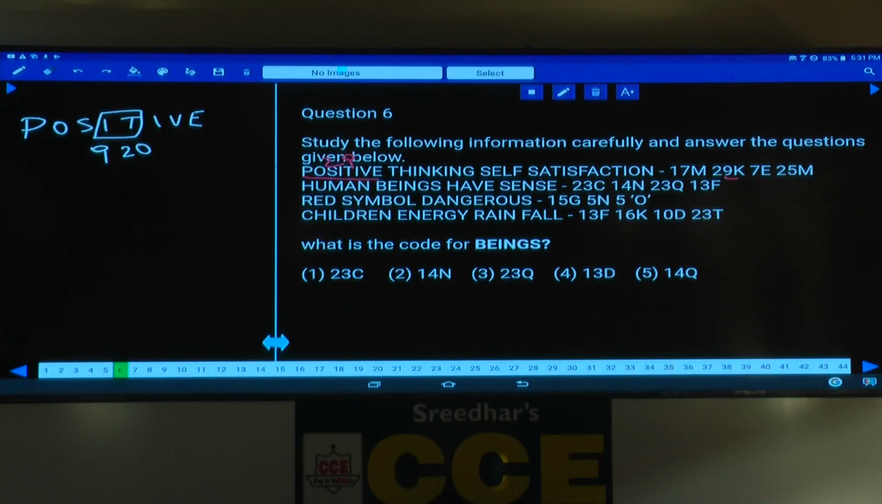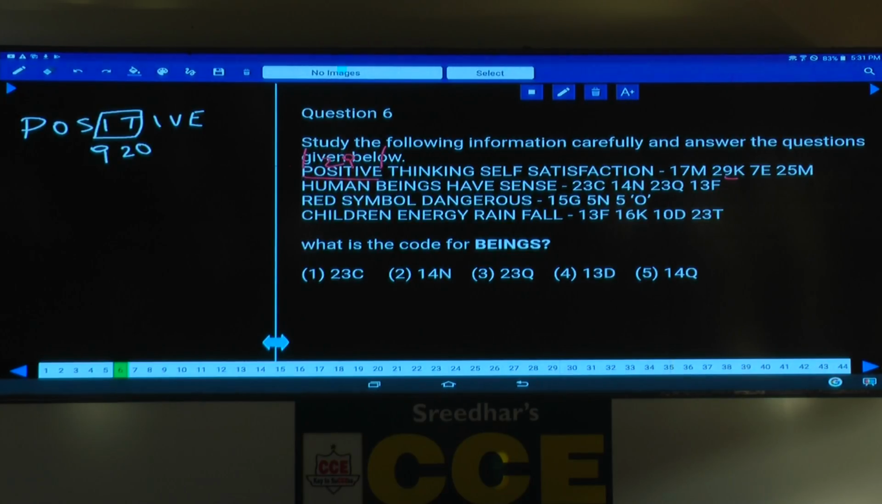Chapman, K. Now P is what? Now what is the value of P? P is 16. E is 5. 16 minus 5 is? 16 minus 5 is 11.